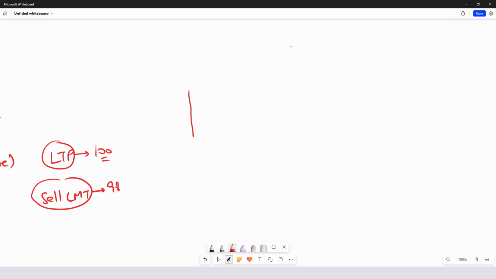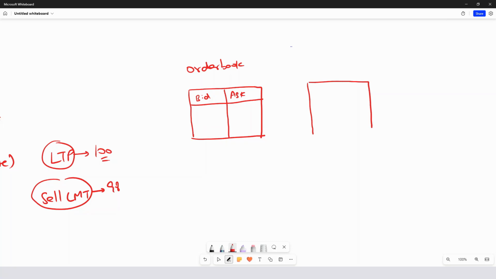So it's basically a table which contains a bid and ask. We'll be having a bid side and ask side in case of the order book. In case of the stop loss book also, it will be maintained in a similar way. We'll be having a bid side and ask side. I mean buy side and sell side. Buy side and sell side in the stop loss book.